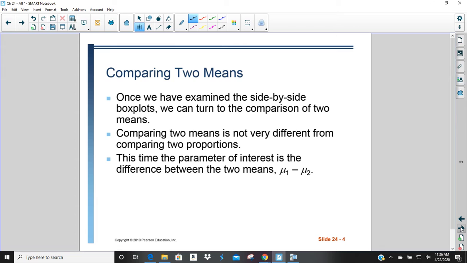minus mu2. So in the case of this one, I think they're trying to see if the generic is better. I really don't know. It's so obvious that the generic is going to be better, but maybe you'd say that the mu of the generic minus the mu of the brand name, or vice versa. Okay. So that's what we would do. I like to put the letter of what we're looking at, so that way it's clear. Otherwise, if you do that, what I just did, you don't have to make a let statement.